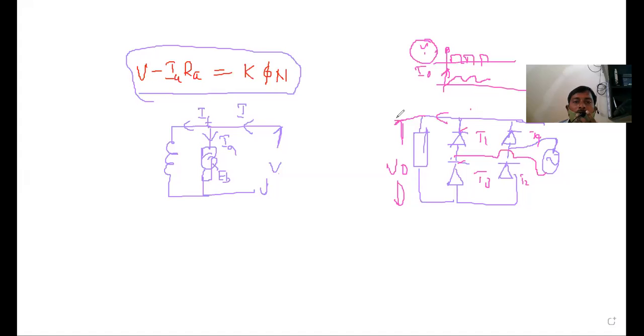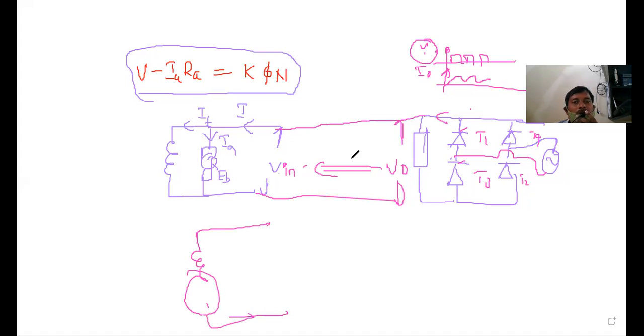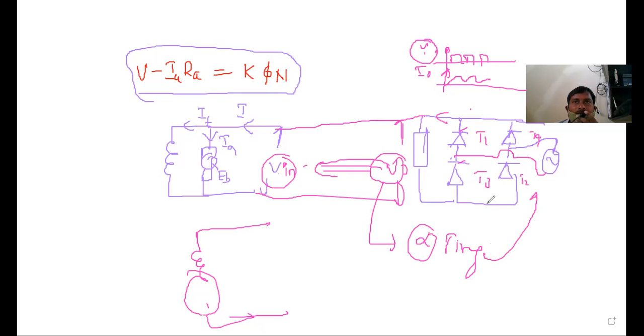We apply this output voltage to the input of the DC shunt motor. In place of the DC shunt motor, a DC series motor may also be used. You can give this output to the input of a DC series motor, or a DC compound motor or a separately excited motor, whatever it may be. Here the output voltage is controlled by alpha, the firing angle of the various thyristors.